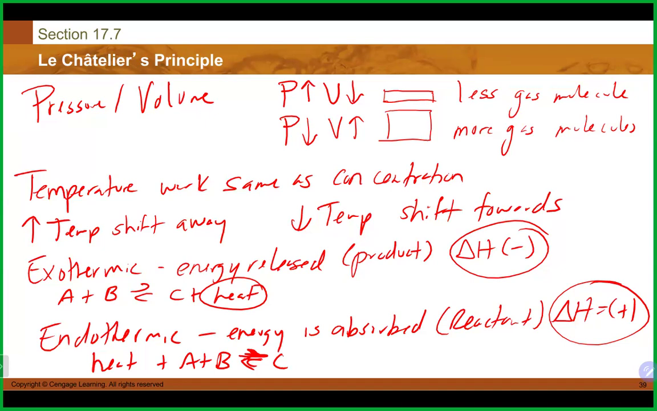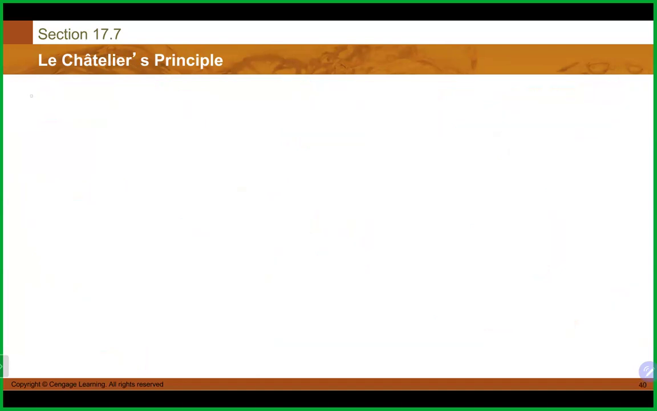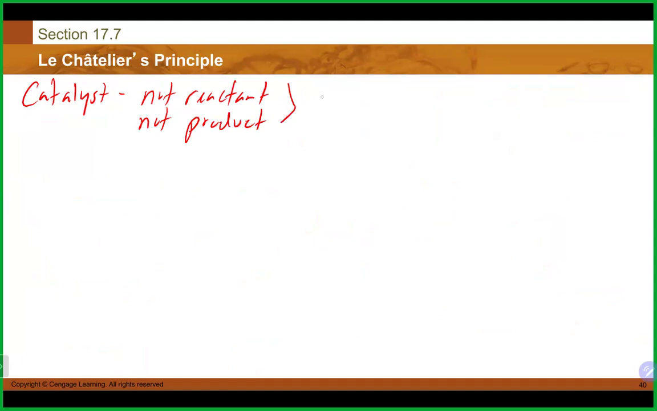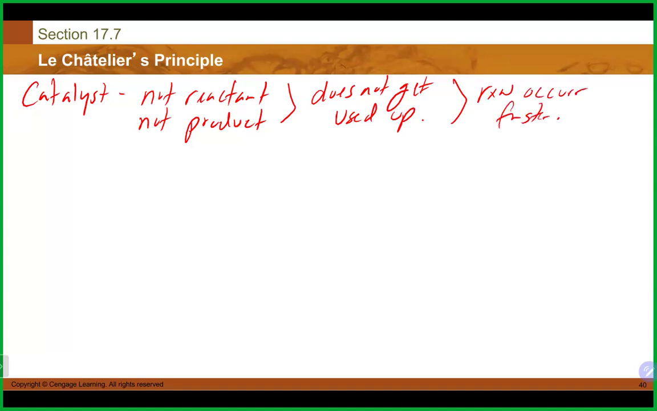Now, lastly, the last thing that can affect it is a catalyst, which again, as we talked about, is not a reactant, not a product. It does not get used up. It just makes the reaction occur faster. So if you add a catalyst, it will actually cause no change to occur. So that's one of the few things that will cause no change to occur.